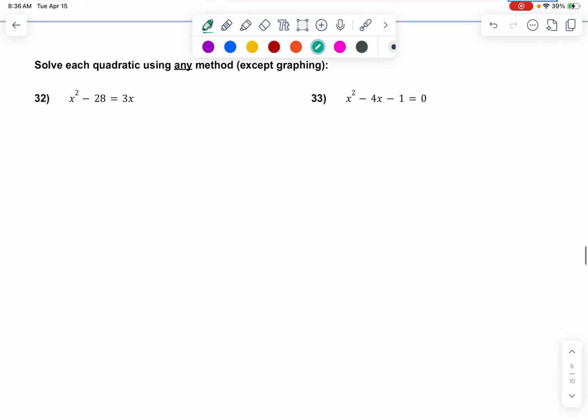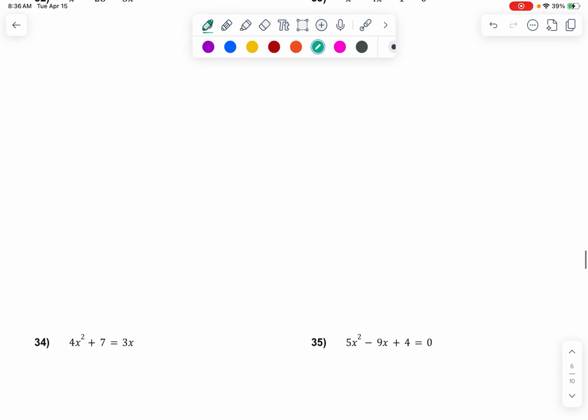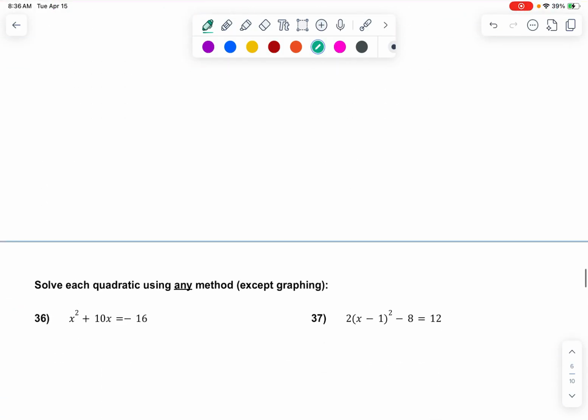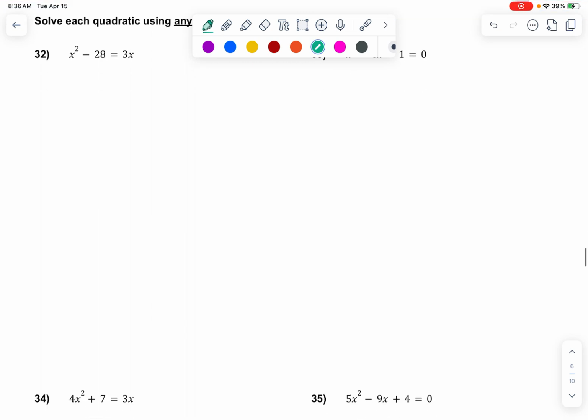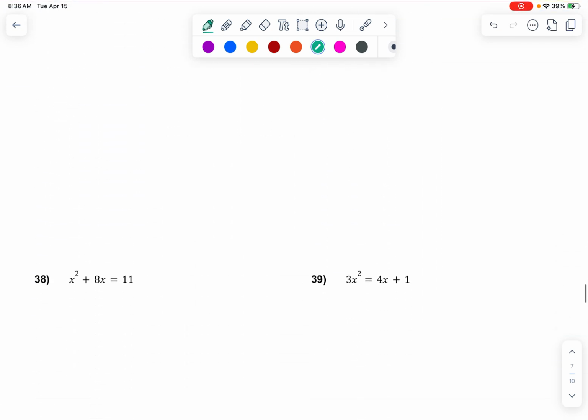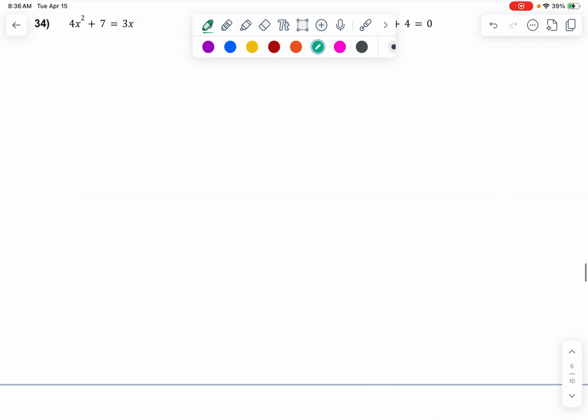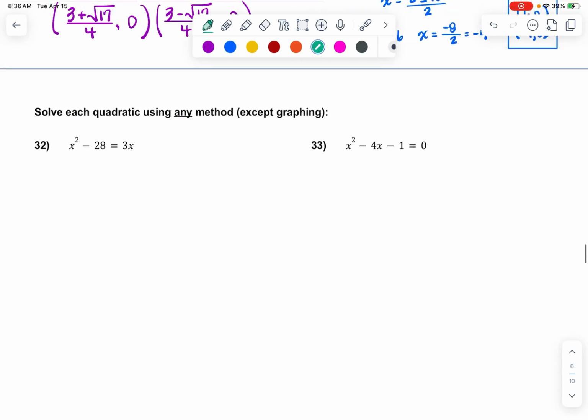Now let's go to this page where we have 4 on that one and 4 on this page. All right, so the next 8 questions are solving each quadratic using any method except graphing, right? We don't want you using graphing because obviously that means Desmos is doing all the work for you. So we want you either factoring, quadratic formula, or square root, okay?